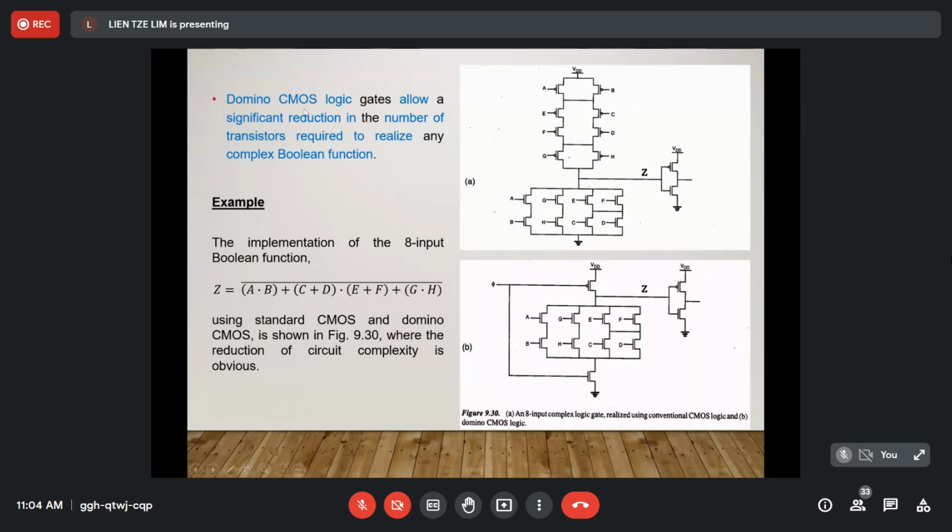Domino CMOS logic gates allow a significant reduction in the number of transistors required to realize any complex Boolean function. Why is domino said to have a significant reduction in the number of transistors? There are two diagrams here, and you can compare the number of transistors used. This is the static logic gates. You have learned this before.